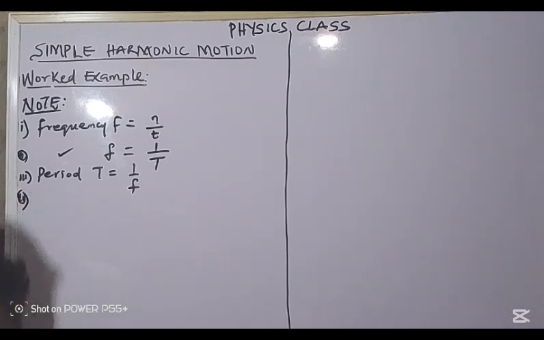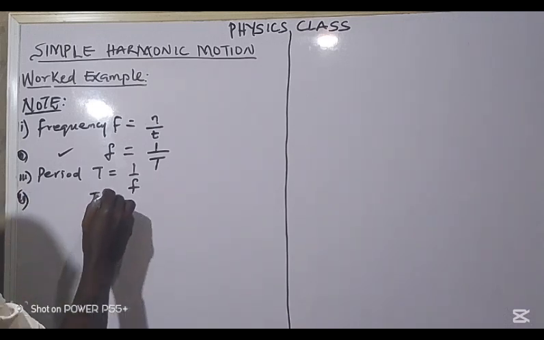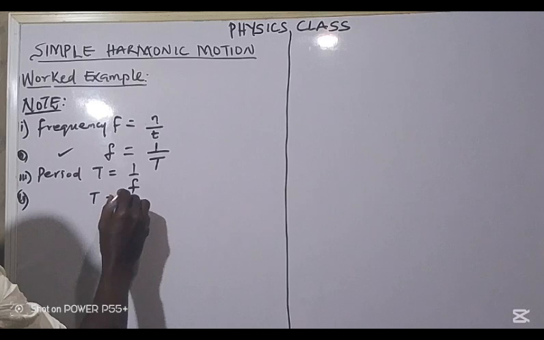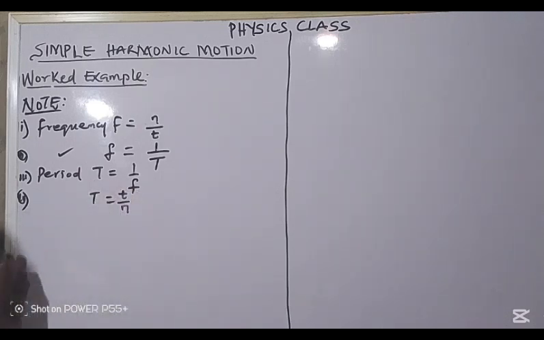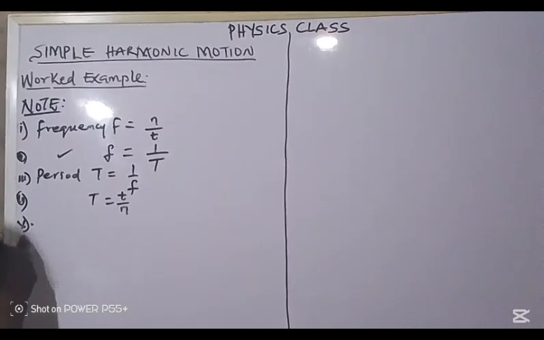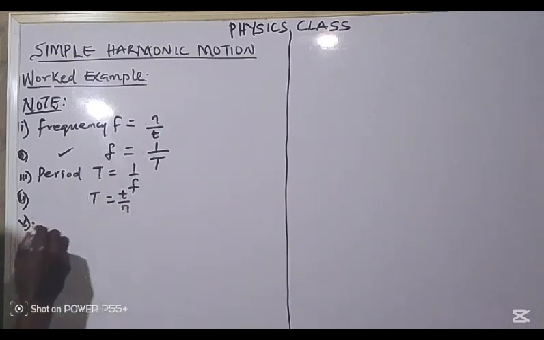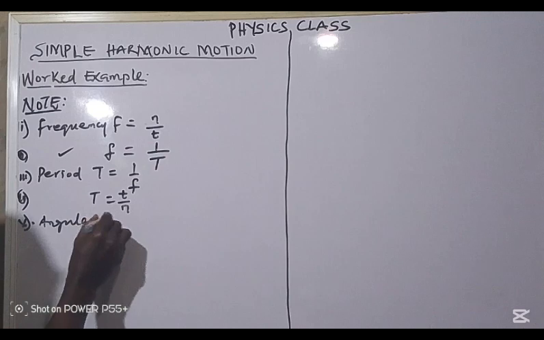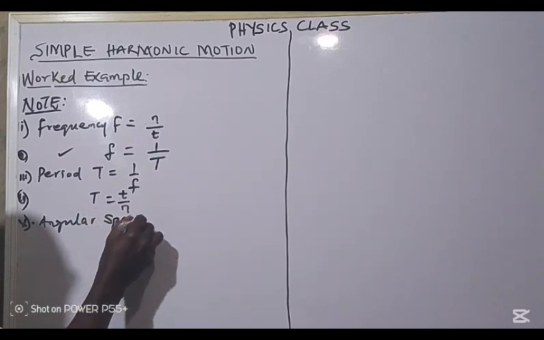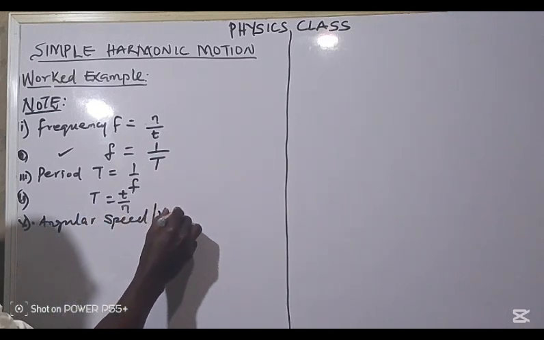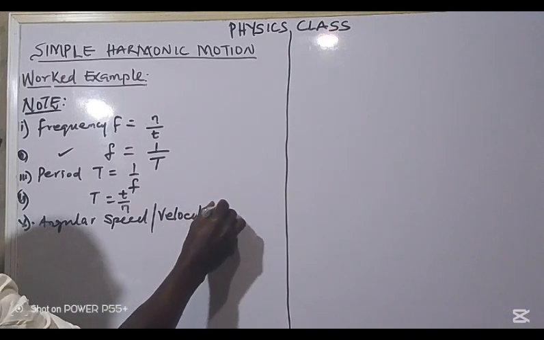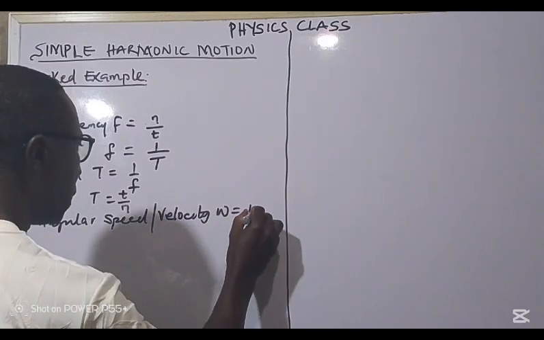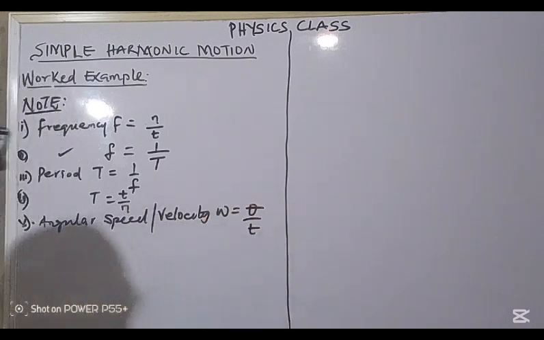4. Our T, which is period, can also be, from what is on the board, T over n. 5. Angular speed or velocity, omega, is equal to theta over t.